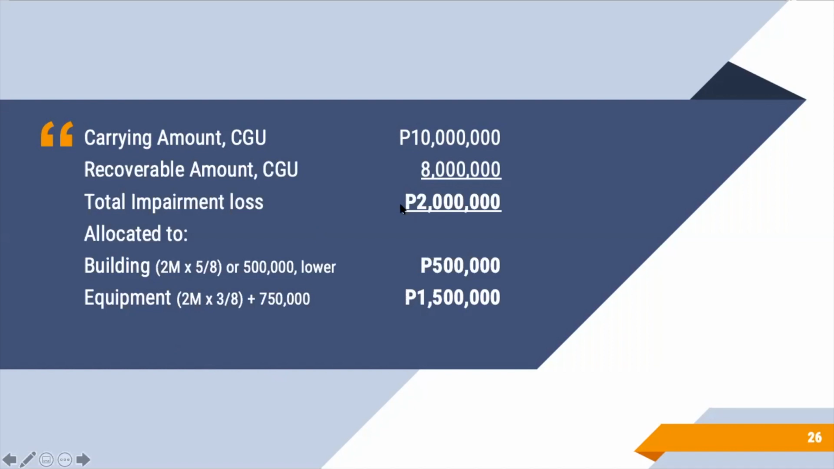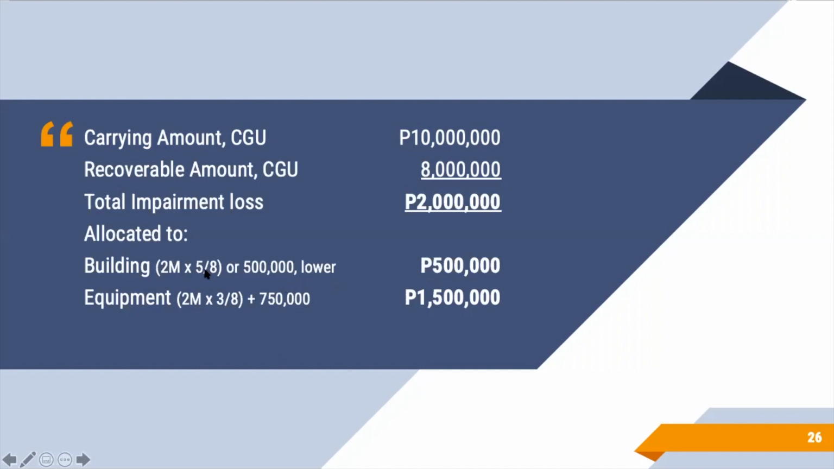Sabi, the 2 million is allocated pro rata on their book values. Ang building, ang book value niya 5 million. Ang equipment, 3 million. So ang fraction, 5/8 tsaka 3/8. Now, for the building, when you multiply 2 million times 5/8, ang sagot dyan, 1,250,000. Pero take note, determinable ang fair value ng building which is 4,500,000. Ibig sabihin, pwede mo lang siyang i-decrease hanggang 4,500,000 or an impairment of 500,000.